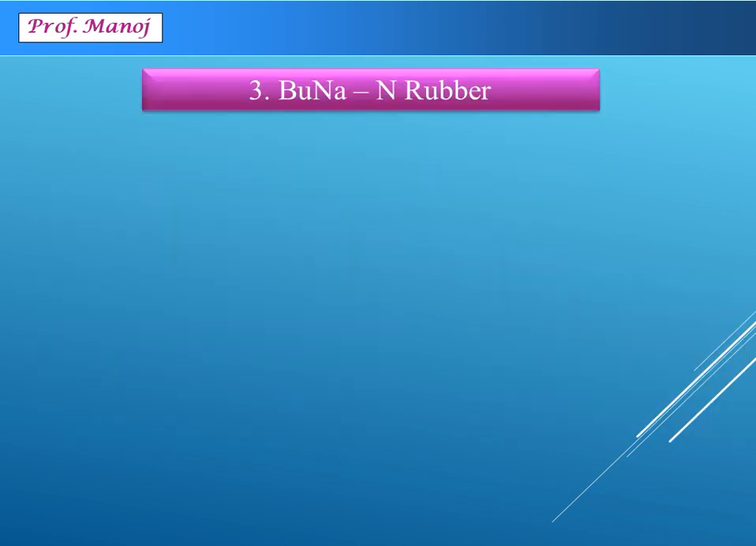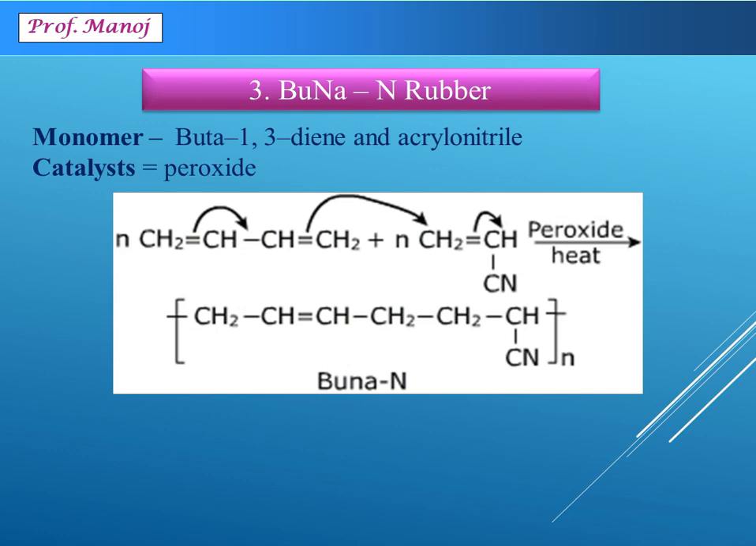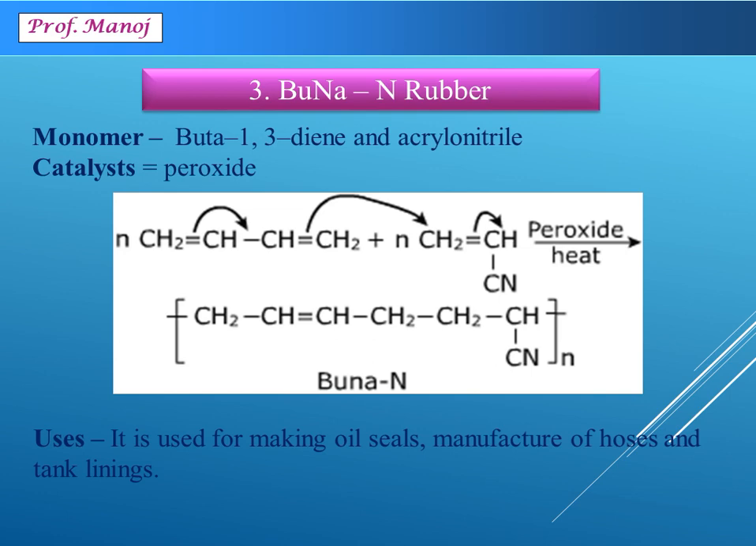The third rubber we are going to study is called Buna N rubber. The starting materials are buta-1,3-diene and acrylonitrile. The catalyst used is peroxide. Watch the reaction quickly. It's buta-1,3-diene reacting with vinyl cyanide, that is acrylonitrile. The shifting of bonds is similar to the natural rubber and double bond comes in the center. Joining two chains we get Buna N structure. Buna N is used in making oil seals, manufacture of hose pipes, tank linings, etc.